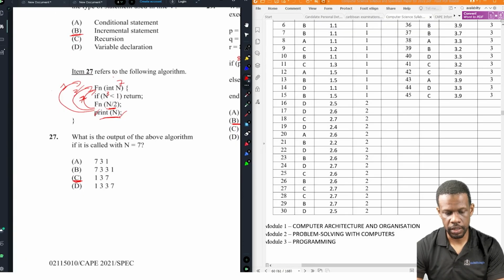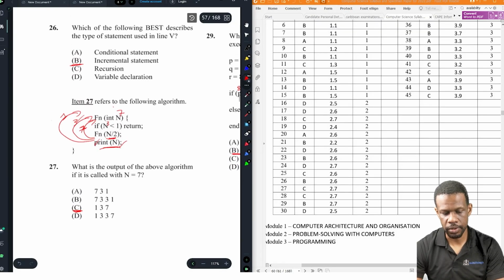C is correct. Y'all understand 27? Like why it will print back out 137? Not really.